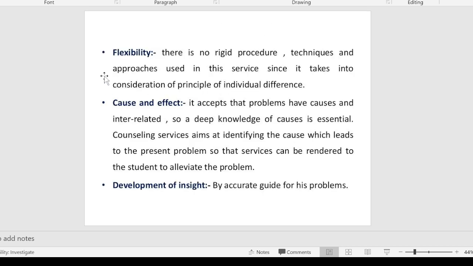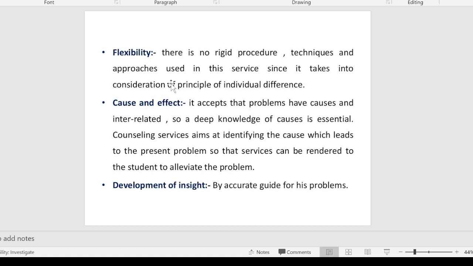So next, flexibility should be there. Never fix things like, this only should be done, that should not be done. It should always be flexible. There are no rigid procedures, techniques or approaches used in this service, because every individual receives their solutions in a different way. That's why all the options or suggestions should be flexible.